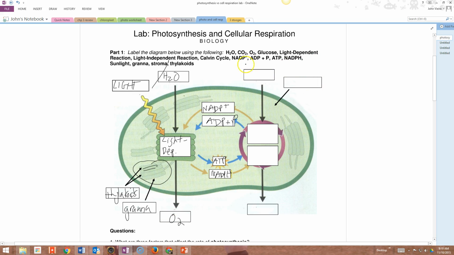So now what goes into the Calvin cycle? Well, where is this location called? This is called the Calvin cycle. What's another name for these? Light-independent reactions, okay? And what comes out of them? Glucose, right? You can either write glucose or C6H12O6.